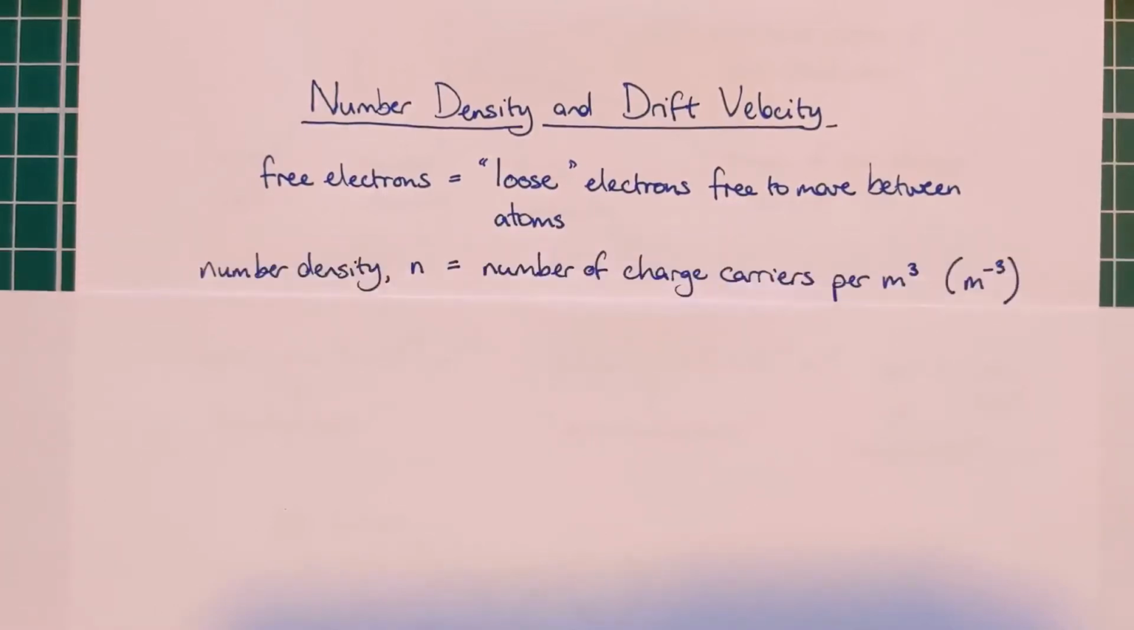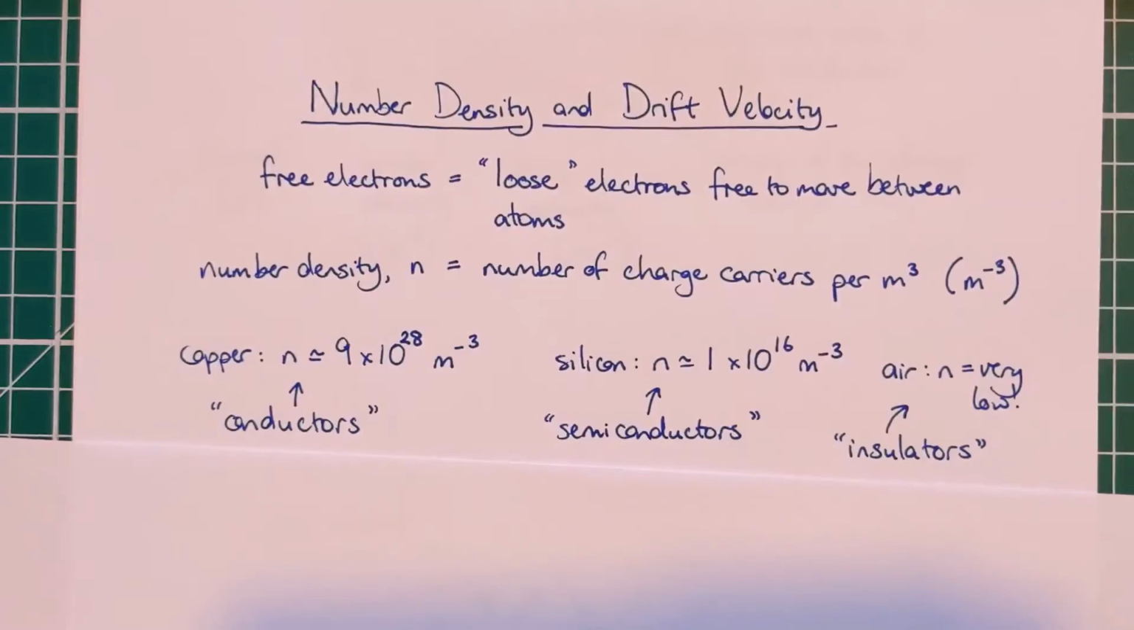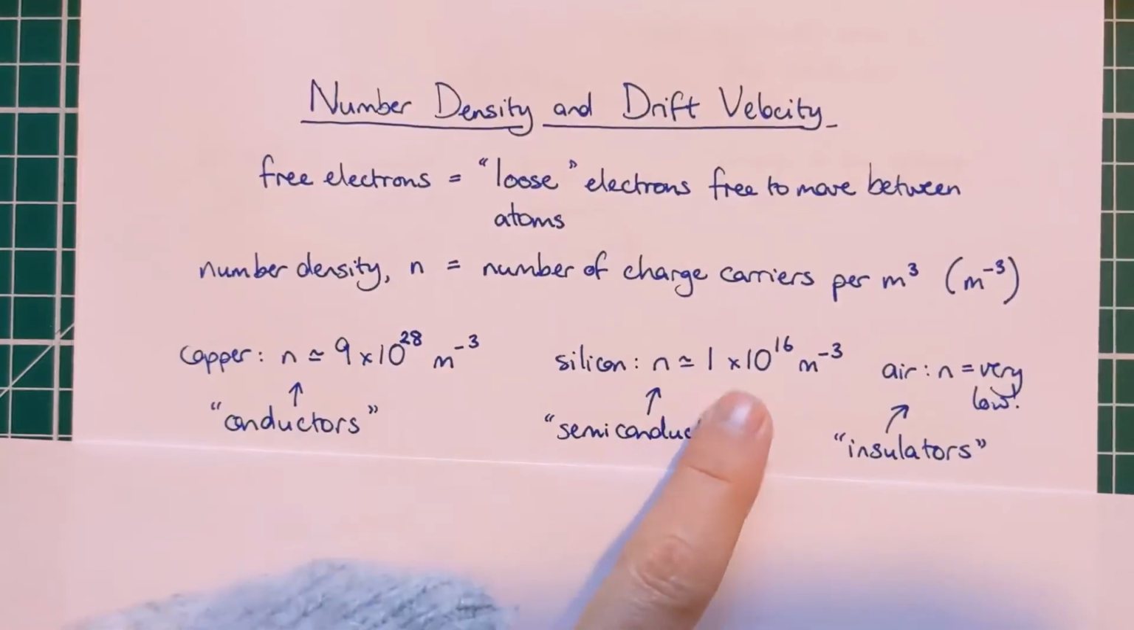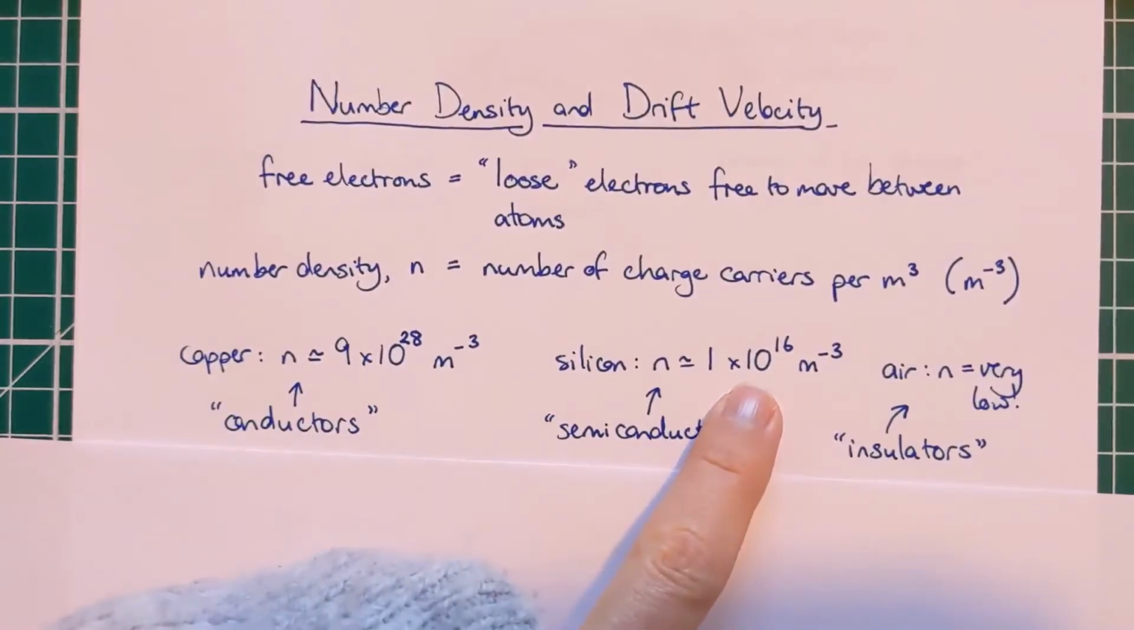The number of charge carriers per metre cubed that are free to move is called the material's number density. And so here you can see that the materials that we call conductors, like copper, have very large values of N, and the materials that we call insulators, like air, have very low values of N. And then somewhere in the middle we have the materials we call semiconductors, like silicon, and they have sort of medium values of N.